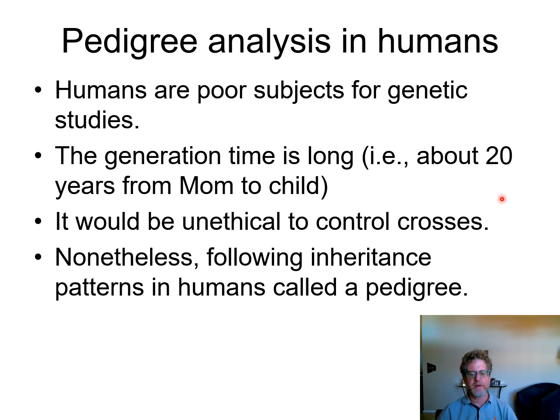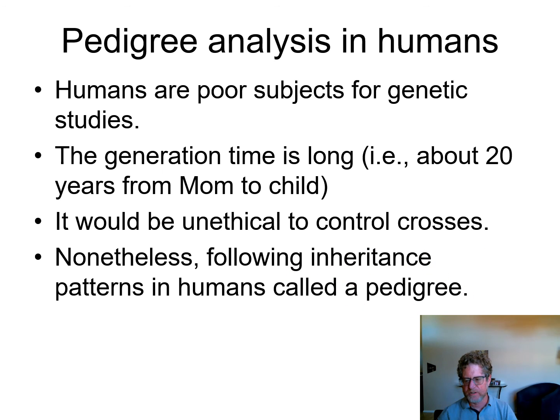All right, how about humans? It turns out humans aren't really very good to do genetic studies in. First of all, it takes about 20 years for a mother to have a baby, so the generation time is very long. Second of all, it would be unethical to say, okay, you mate with you, you mate with you, you mate with you, right? You can't do that. So you can't control genetics in humans, but one thing you can do is go back and follow the pattern of a trait within a family. And that's called a pedigree.